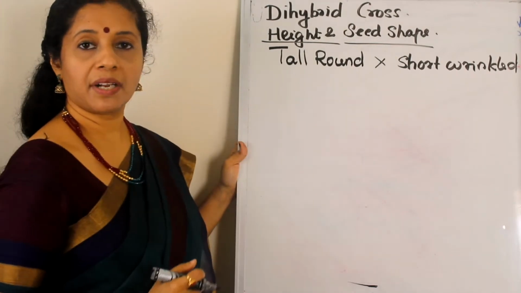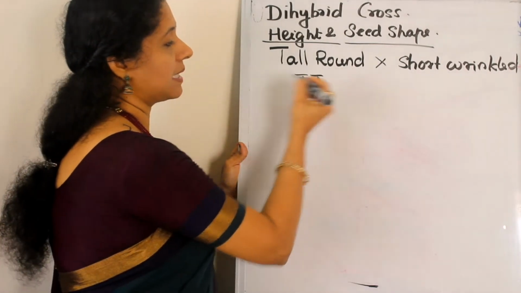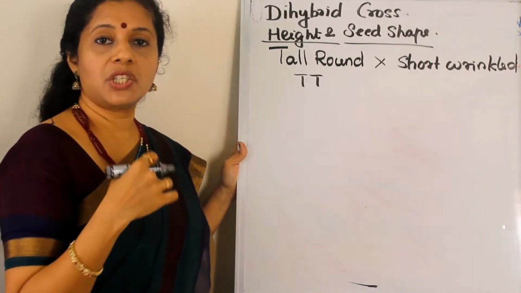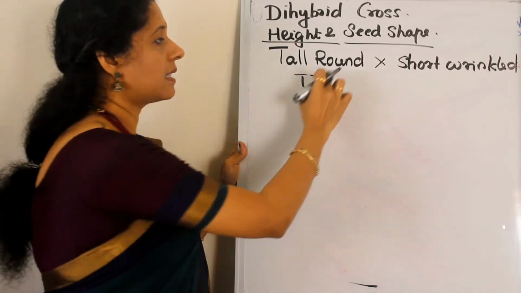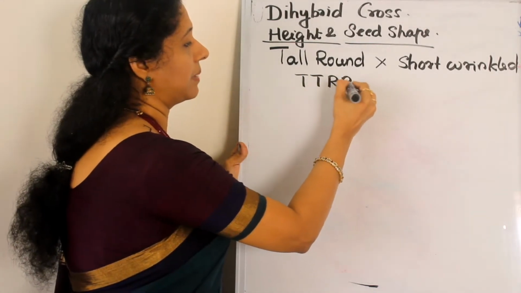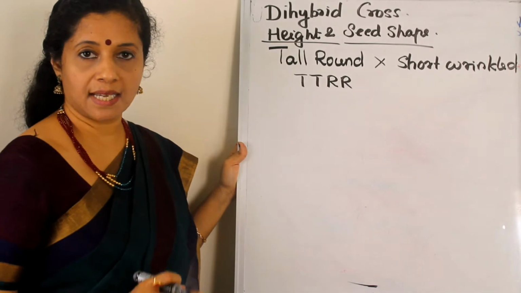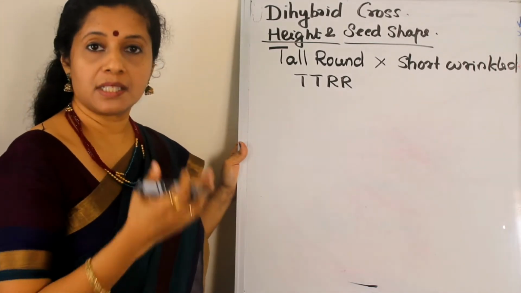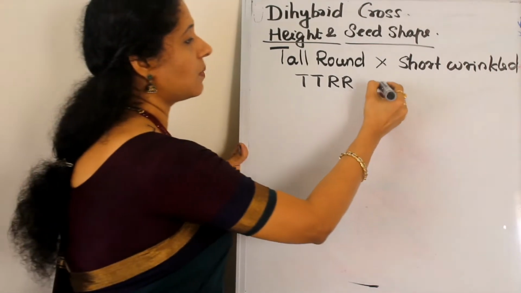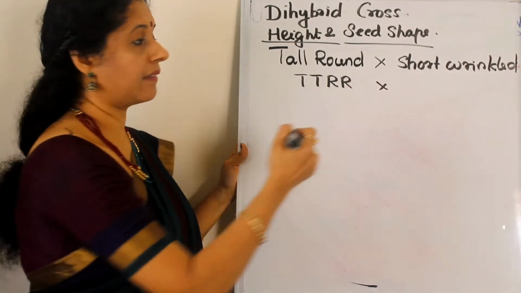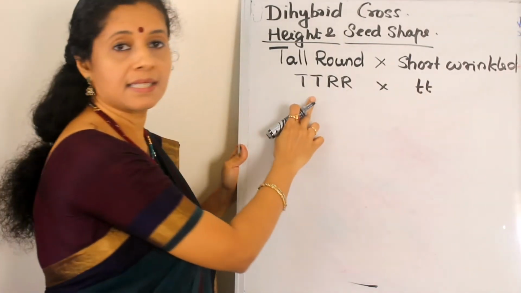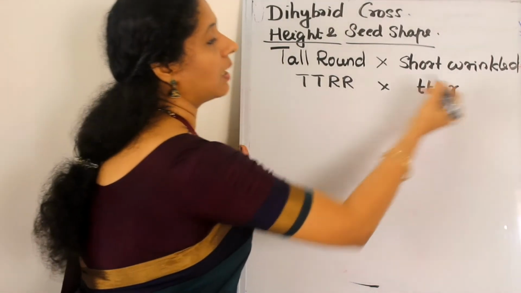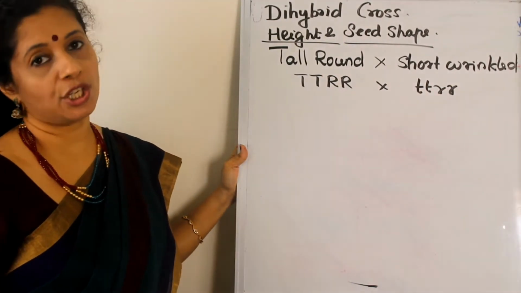For tall, what can we write? Capital T, because each individual is inheriting two alleles of each gene from different parents, right? The same way, capital R. Since these two alphabets are same, or alleles are the same, we call it homozygous. And they are dominant. It's homozygous dominant. Now the next one is homozygous recessive. Here it is capital T, so we will write small t, small t, small r. Okay, this is the genotype.